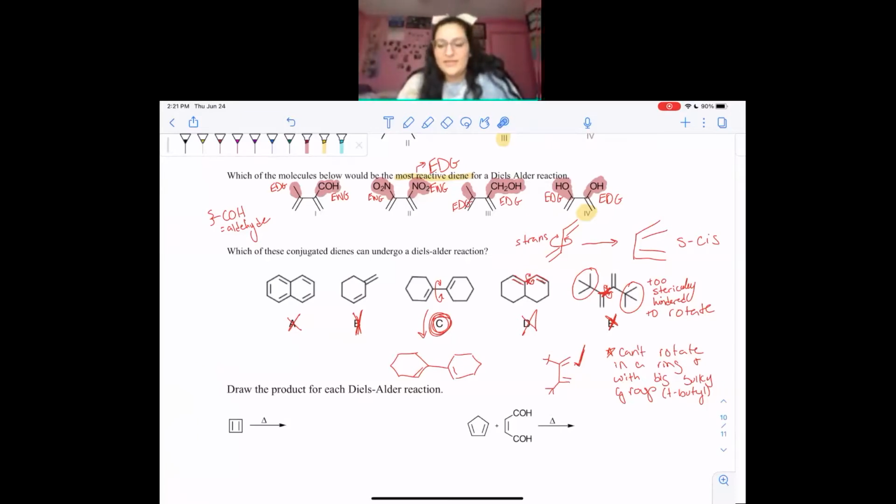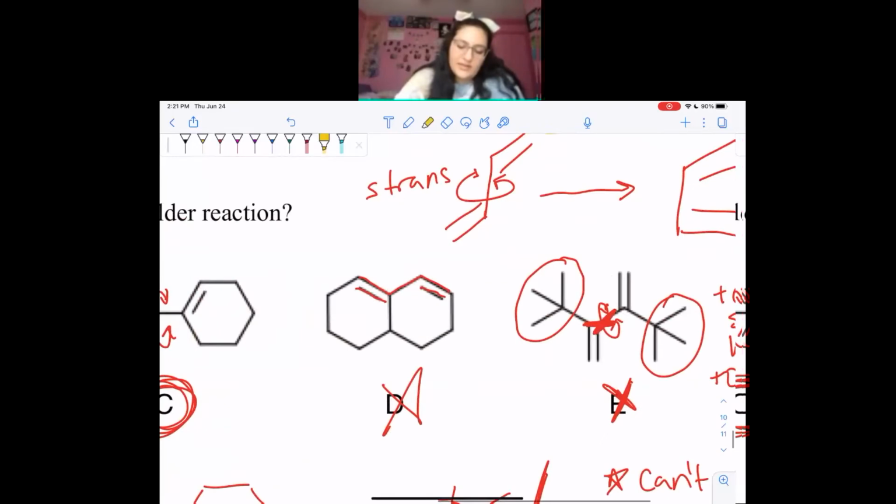And then someone asked, D is trans? Yes, because the single bond in the middle is what we're looking at. And the double bonds are pointing opposite directions. So they're trans. If they were pointing the same direction, they would be cis.